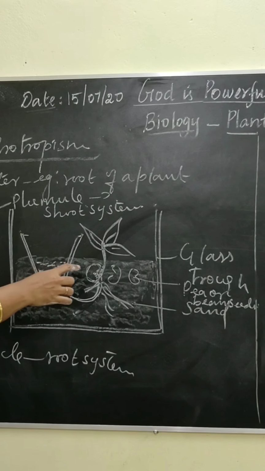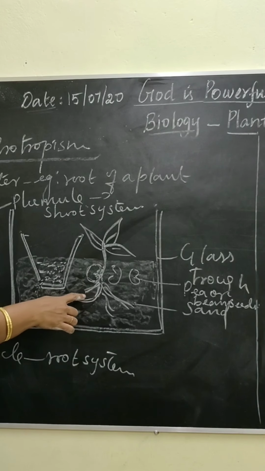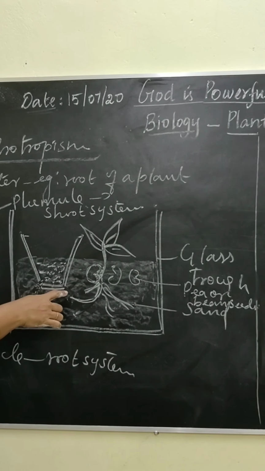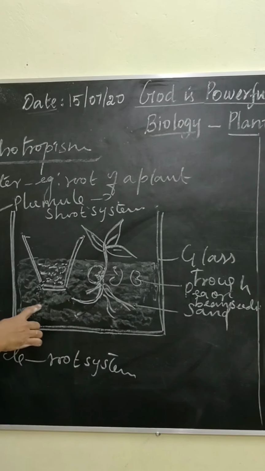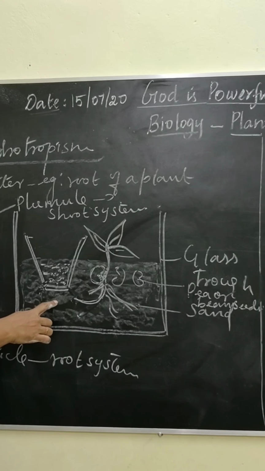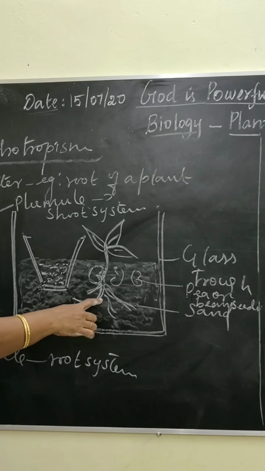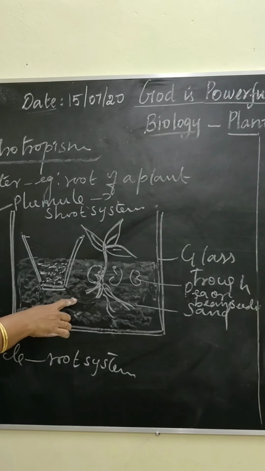Listen children, the radicle has grown towards the flat pot containing water instead of growing downwards. This experiment clearly explains that the primary root is growing positively hydrotropic.